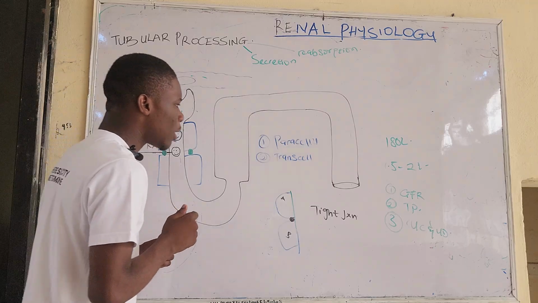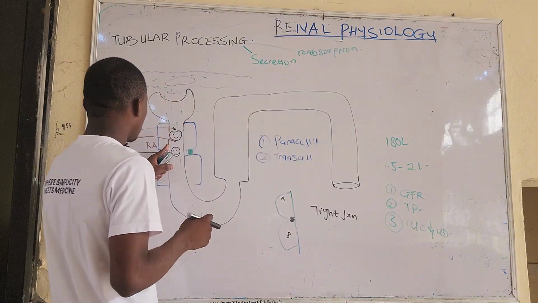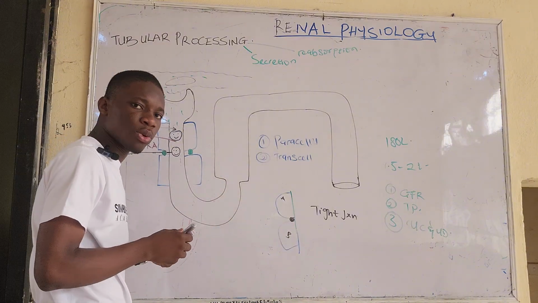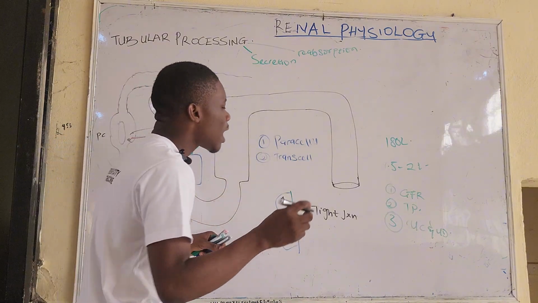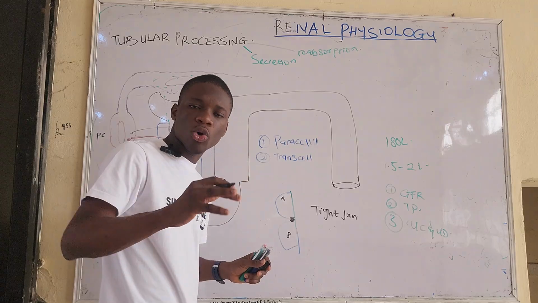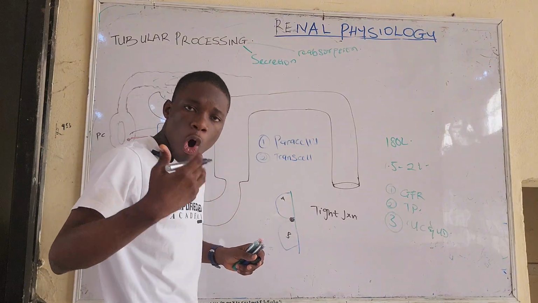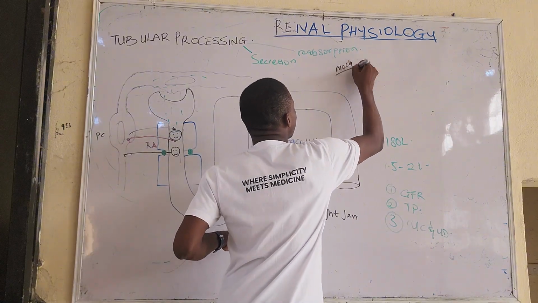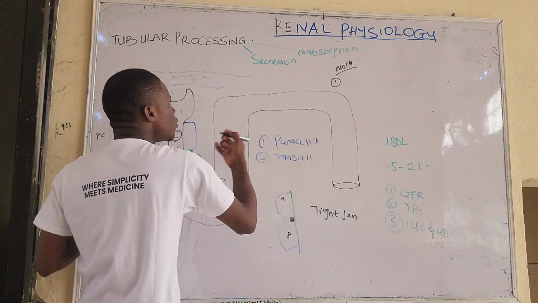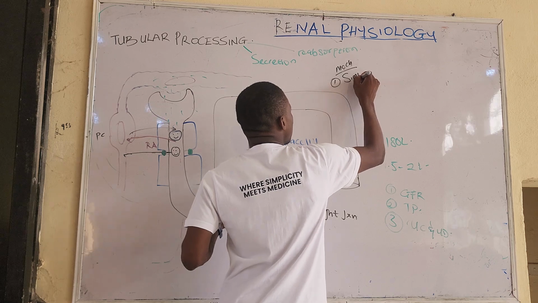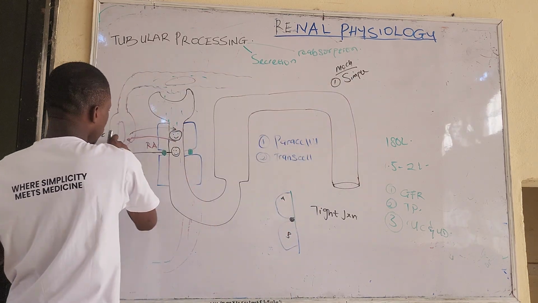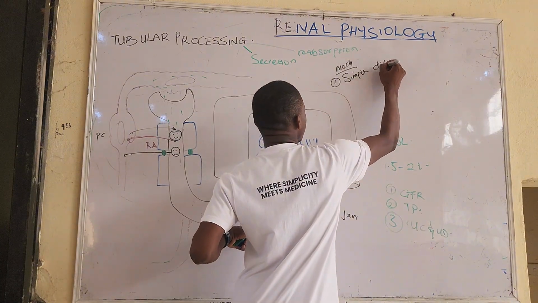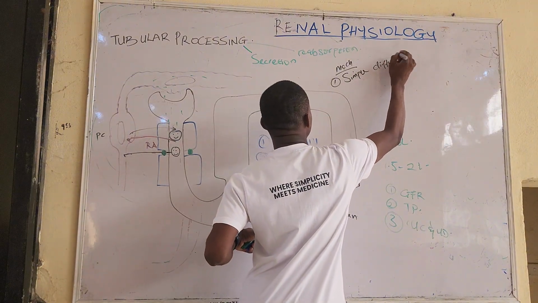Now, one more thing I want you to know. We have said that reabsorption can be transcellular or paracellular. Now let's look at the mechanism of transport. I want you to listen attentively to this part, because that is what we are going to build on as we move forward. What is the mechanism? Number one, they can move through simple diffusion.